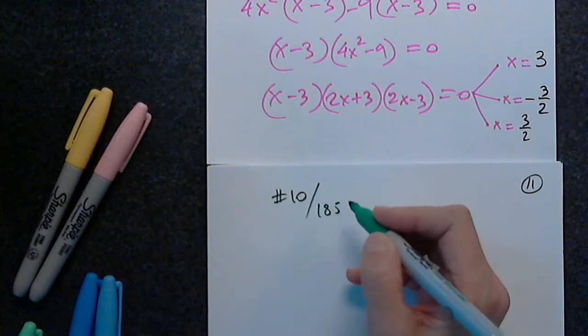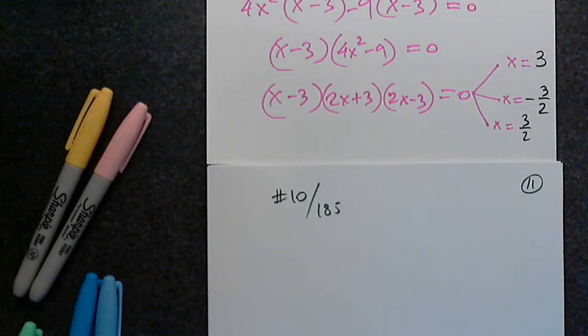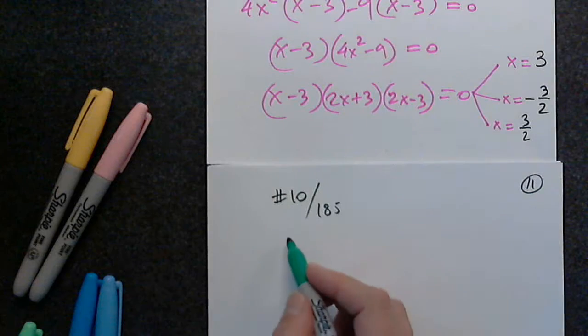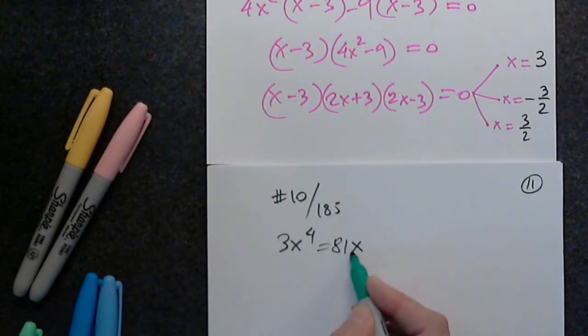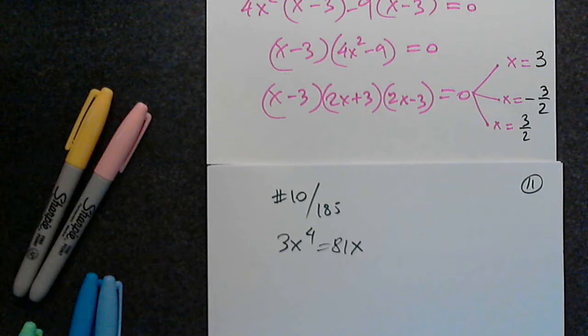Same page, 185. 3x to the fourth equals 81x. Okay, I have to ask myself what type of equation is this. Now I know 4 types. I know linear, I know quadratic, I know rational, and I know polynomial. Which one is it?